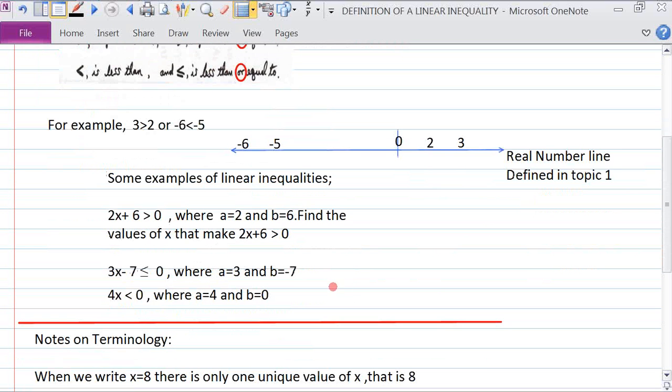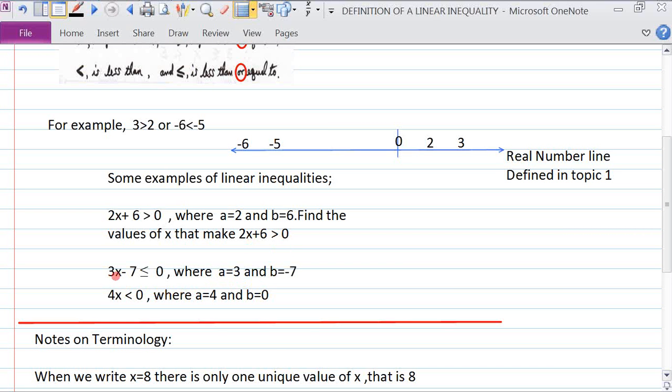So the linear inequalities that we're going to deal with, some examples would be 2x plus 6 greater than 0. Here, a would be 2. A is the coefficient, or the number in front of the x. And b is this number, including its sign, plus 6. So what we're doing is trying to find the values of x that make 2x plus 6 greater than 0. Previously, what we've done with an equality is find the values of x that make 2x plus 6 equal to 0. So here, in a linear inequality, for this specific example, we're trying to find the values of x that make 2x plus 6 greater than 0.